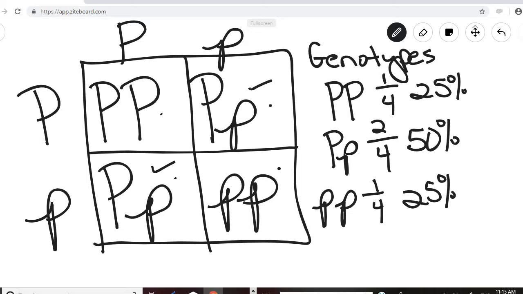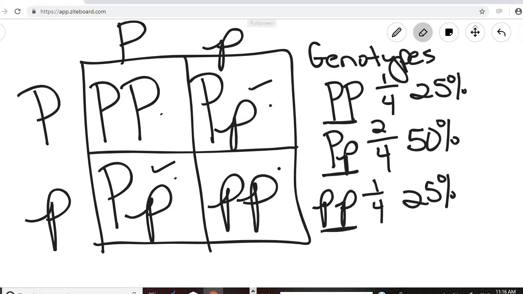So in other words, when we cross a heterozygous purple plant with a heterozygous purple plant, the probability is that 25% of the offspring would have this genotype, 50% would have the heterozygous genotype, and 25% would have the homozygous recessive genotype. Okay, so that's the genotype, but then what do they look like?